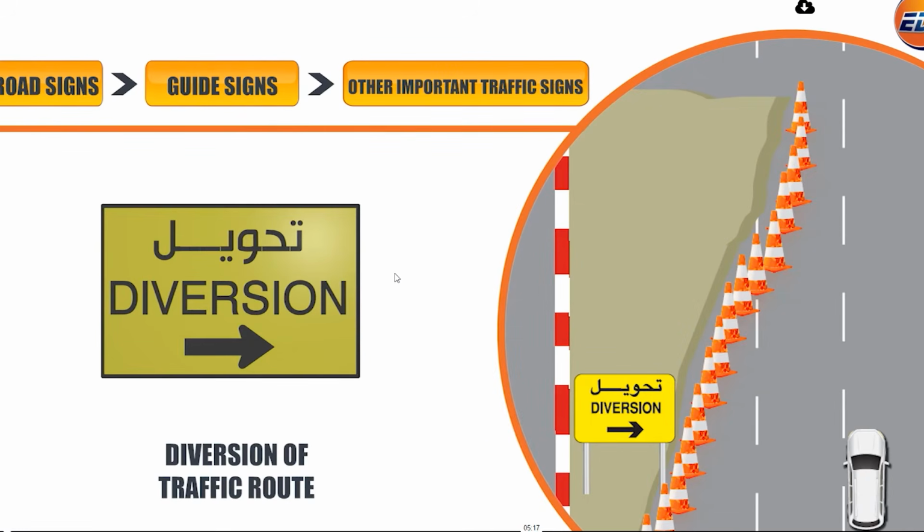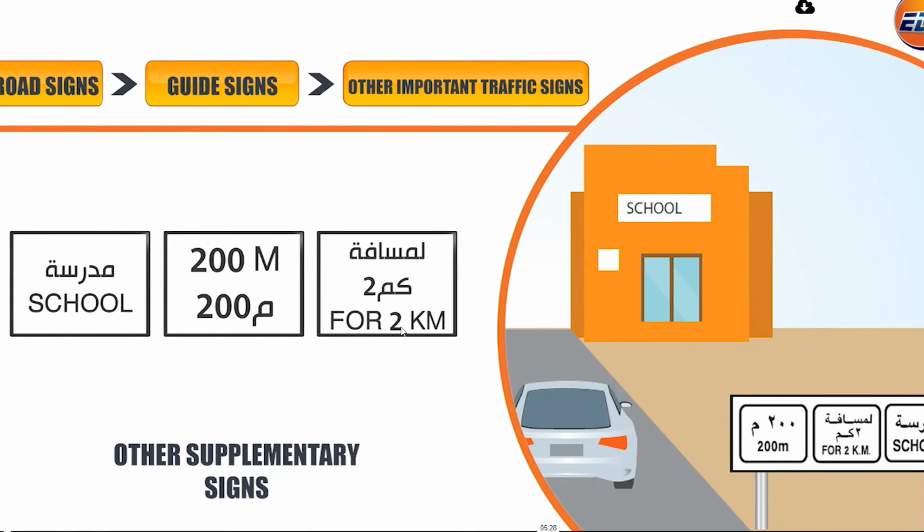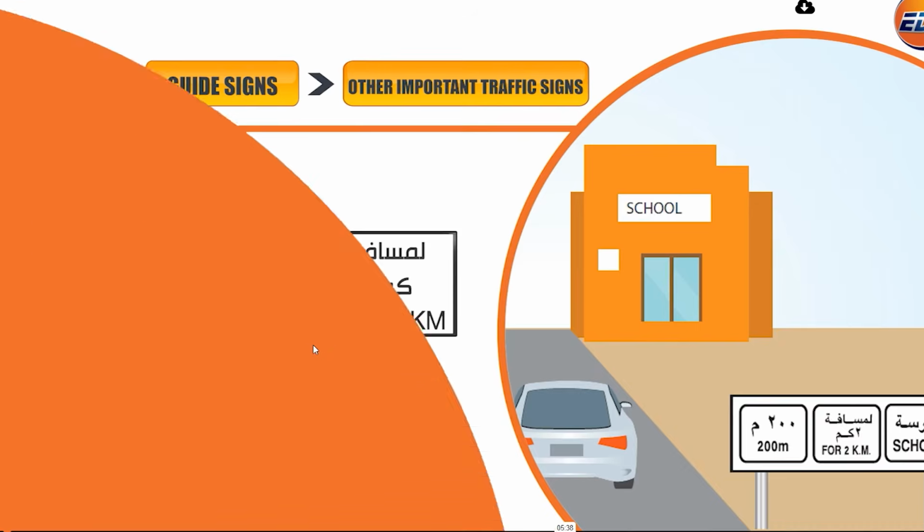Diversion of traffic route. This sign indicates the diversion of traffic route. It is a temporary sign and commonly found at construction zones. Other supplementary signs. These supplementary signs are separately attached with other signs. They provide clear information to the motorists about the distance or specific place.